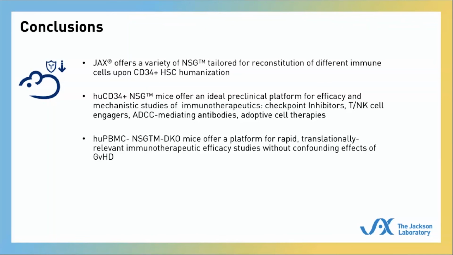And the data really would indicate that these platforms present a really neat preclinical platform to assess the efficacy of different immunotherapeutics, from checkpoint inhibitors to T-cell and NK-cell engagers, to ADCC-mediating antibodies and CAR-Ts and CAR-NKs. And also the double knockout platform really permits a rapid screen, making them relevant in terms of translational relevancy for a variety of immunotherapeutic compounds. And the beauty of that mouse is that you could do those studies without GVHD compounding your data.